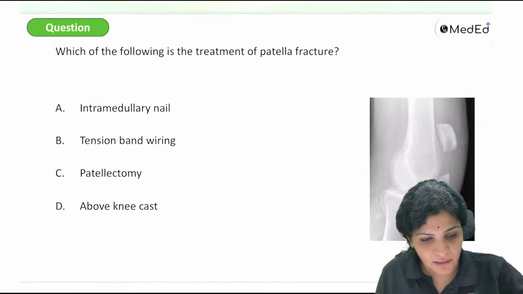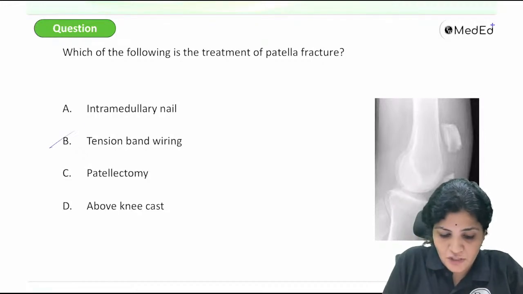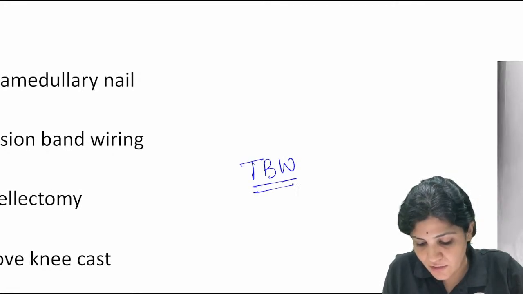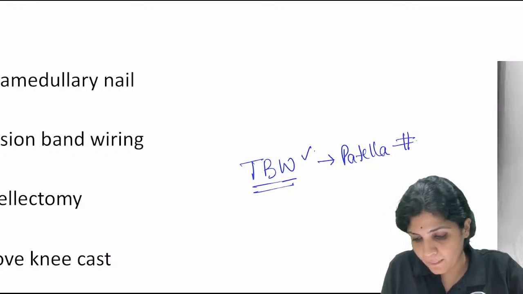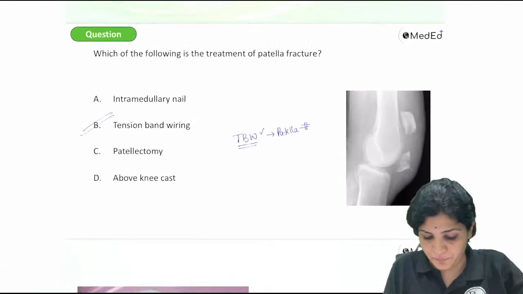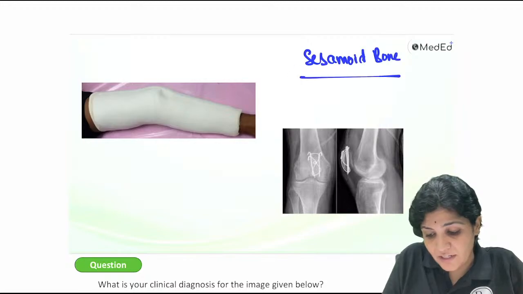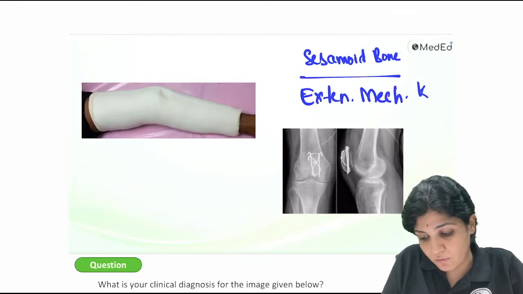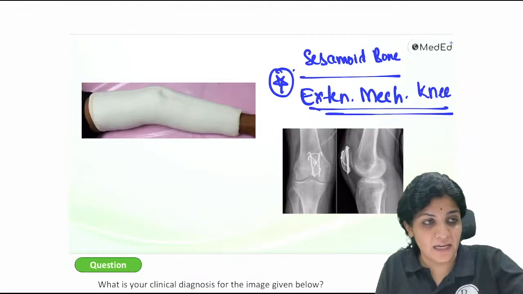Which of the following is a treatment of patella fracture? Yes, Nitin, you're right. This is tension band wiring. So this we treat with TBW, that is tension band wiring for a patella. So patella is what type of bone? Patella is a sesamoid bone, right? It is a sesamoid bone. And whenever there is a fracture, it is very, very important for extensor mechanism of knee. So patella is an important bone in extensor mechanism of the knee.